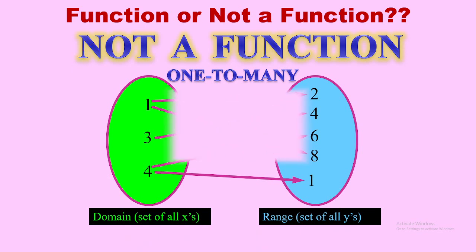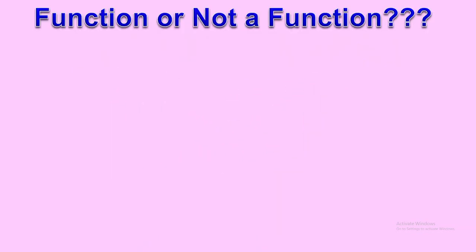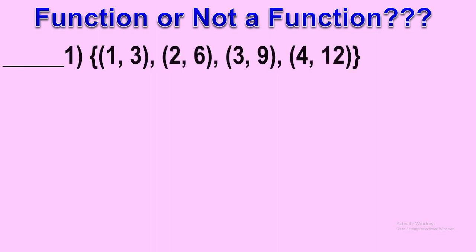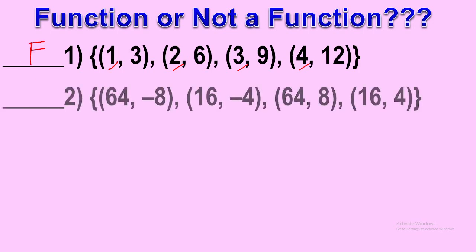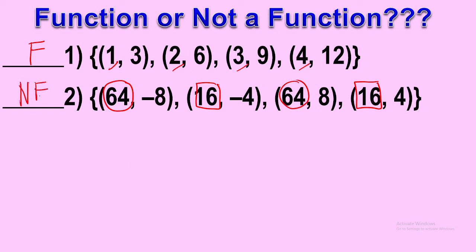Let's have this short activity now. Let's determine whether it's a function or not a function. So I have here a set of ordered pairs. Focus on the domain: 1, 2, 3, 4. Are there repeating numbers in the domain? None. There is no repetition in the domain, therefore this is a function. Let's go to number 2. I have noticed that the number 64 is repeating. The number 16 is also repeating, and those numbers are found in the domain. So therefore, this is not a function.